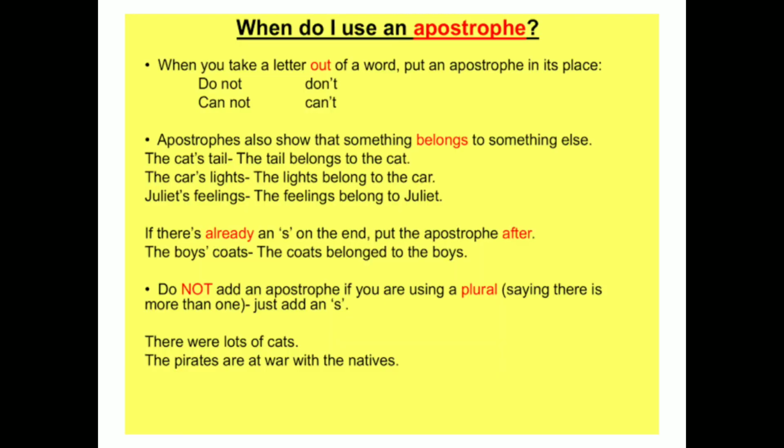When do I use an apostrophe? When you take a letter out of a word, put an apostrophe in its place. For example, do not will become don't, cannot will become can't. Apostrophe also shows that something belongs to something else. The cat's tail, the tail belongs to the cat. The car's lights, the lights belong to the car. Juliet's feelings, the feelings belong to Juliet.